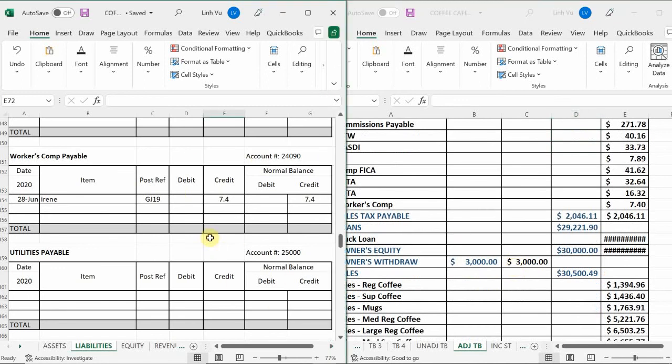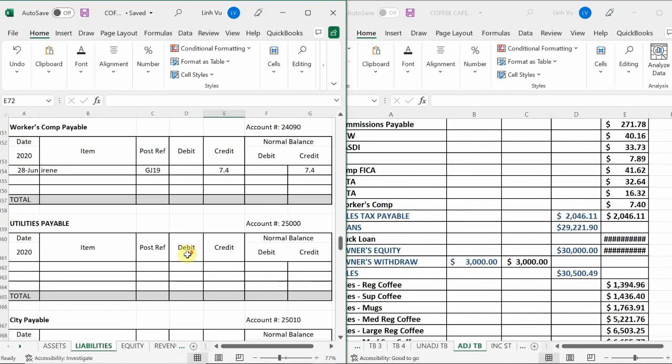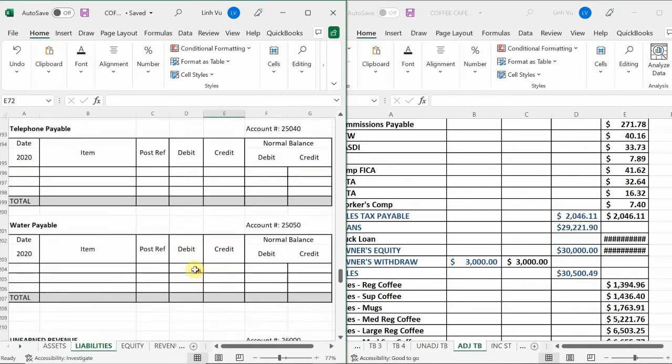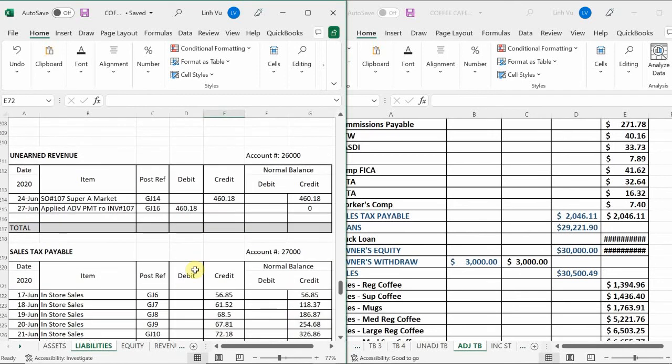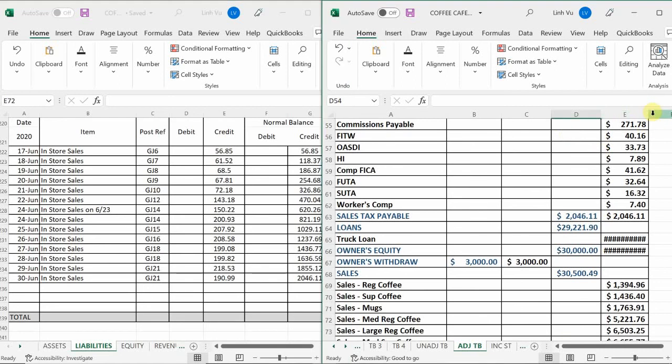Okay. Next is sales tax. Utilities payable, so nothing there. Okay, unearned revenue, nothing there. Then sales tax payable. Let's see, is it still the same? 2046.11. Okay, so that's still the same.